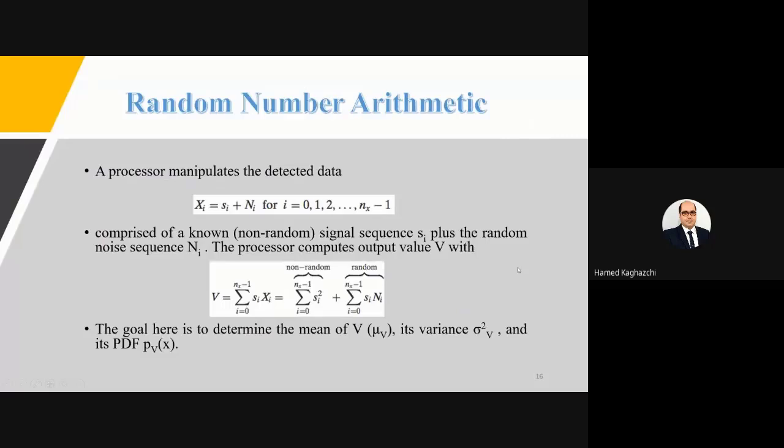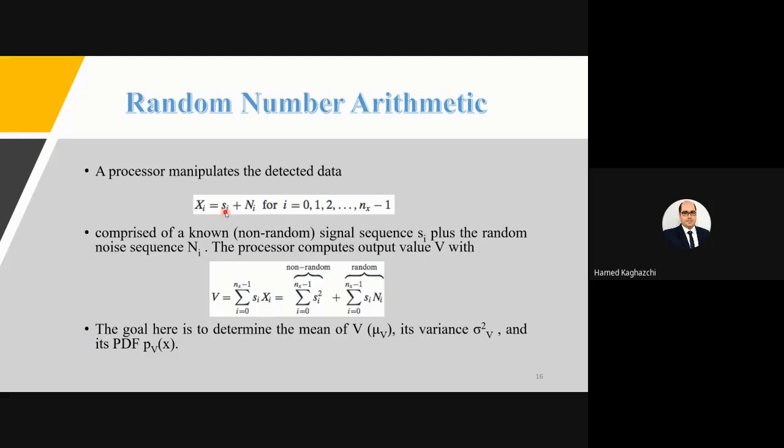So now, over the random variable, we can operate some arithmetic operations. Now I want to show you the random number arithmetic. We learned that a processor manipulates the detected data like that. This is the random variable, and SI is our data.